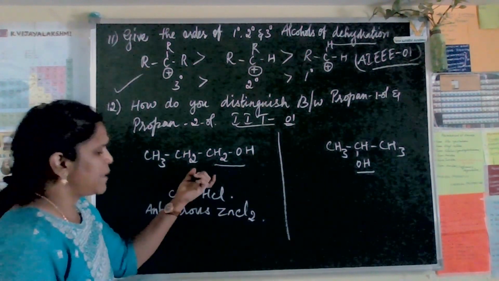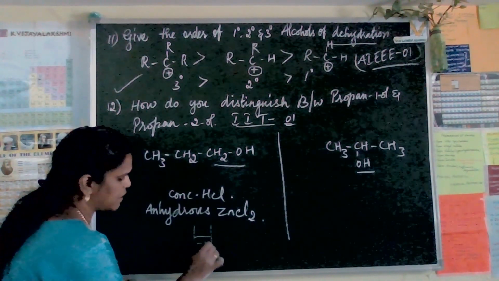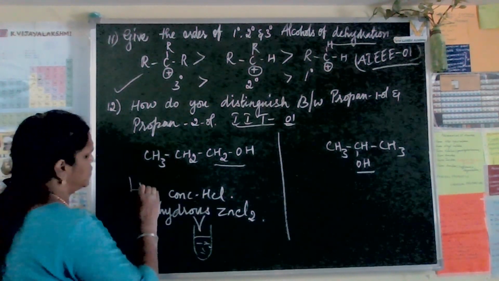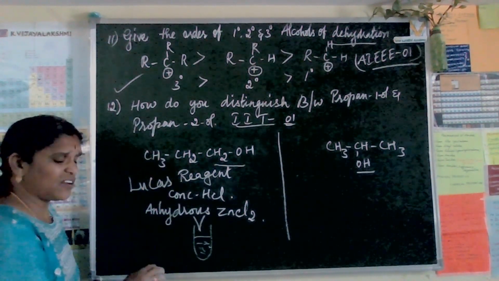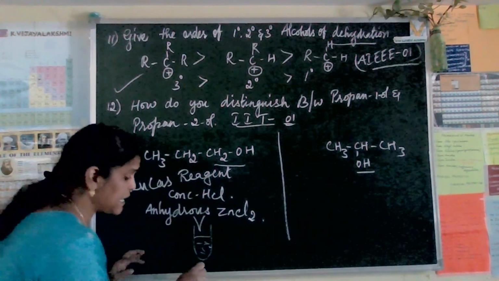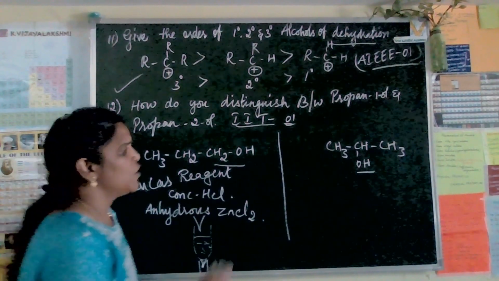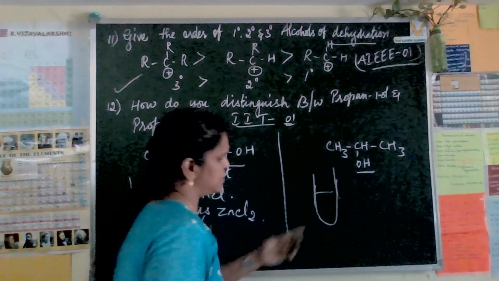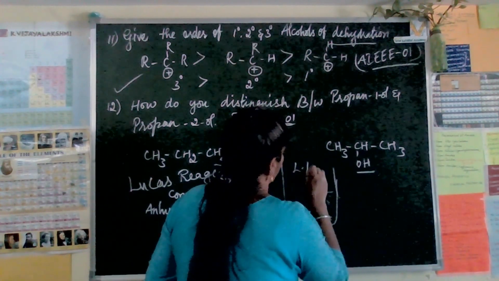Now, this is a primary alcohol and this is a secondary alcohol. Take the primary alcohol in a test tube and add Lucas reagent. What happens? The primary alcohol will not react at all, unless you give heat, and only then will you get turbidity. Whereas the secondary alcohol, you take in another test tube and add Lucas reagent.